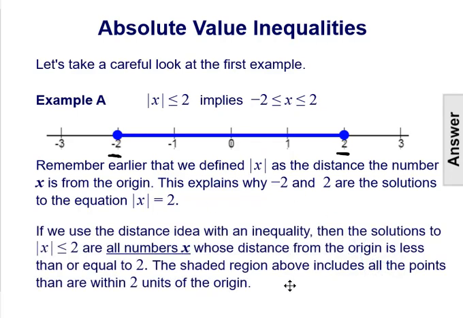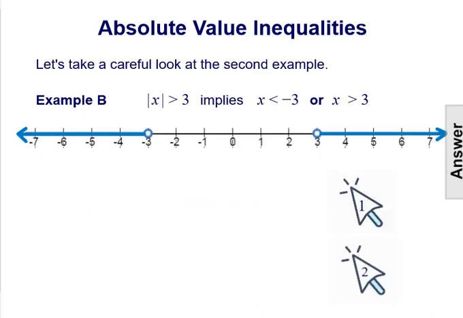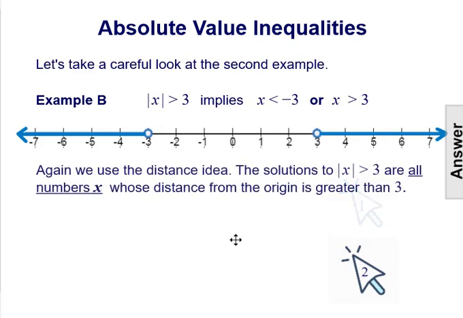If we use the distance idea with an inequality, then the solutions to the absolute value of x is less than or equal to 2 are all numbers x whose distance from the origin is less than or equal to 2. The shaded region above includes all the points then that are within 2 units of the origin. Let's now look at this example B again, where we have this compound or inequality for when the absolute value of x was greater than 3. So again, we use the distance idea. The solutions to the absolute value of x is greater than 3 are all numbers x whose distance from the origin is greater than 3.